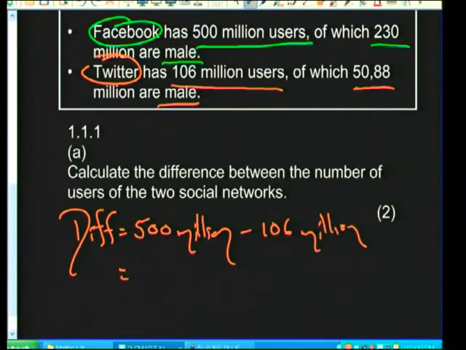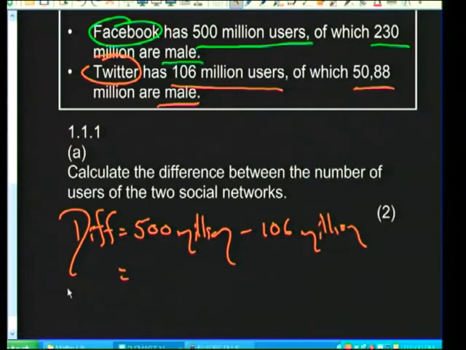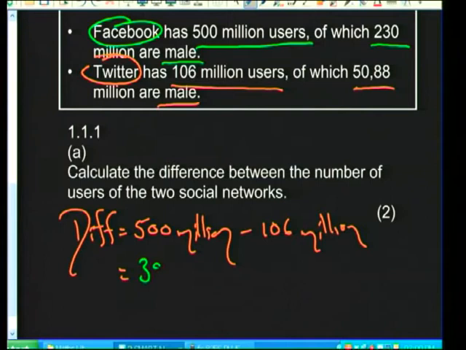And my answer, and guys, again, let's use the calculator. Why not? You've got a calculator, use it. So I've got 500 minus 106 million equals, and my answer is 394 million. So 394 million is the difference with the number of users that I have.